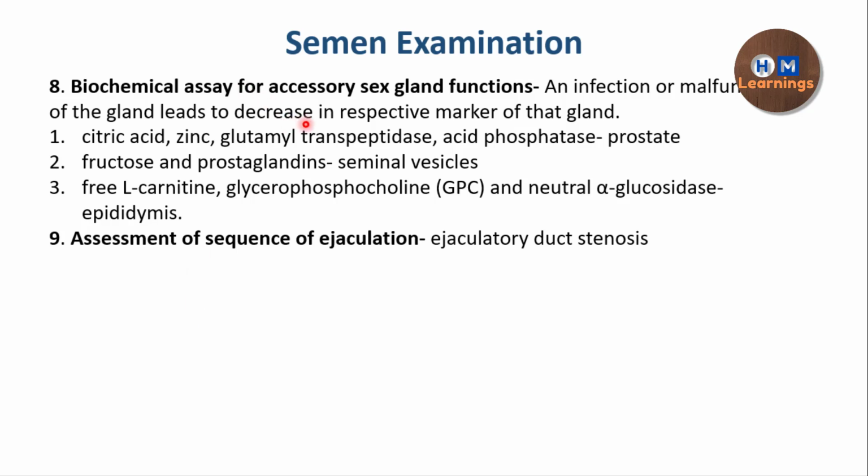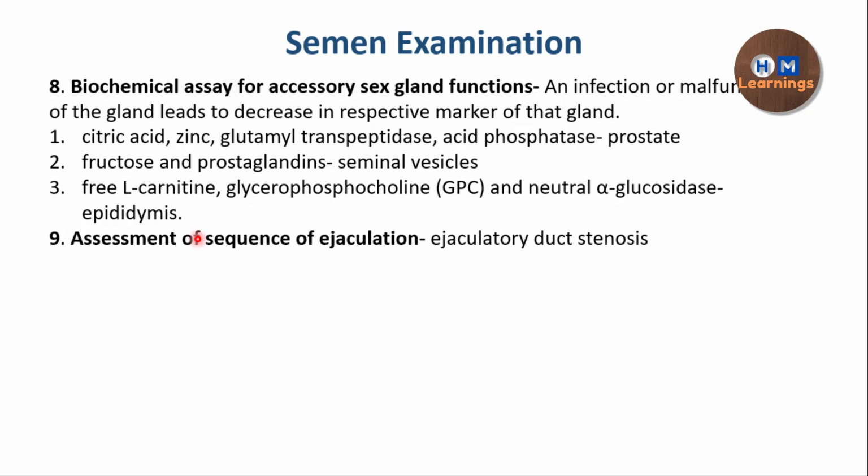Okay, then biochemical assays are also done for accessory gland function. You can see some of the markers or secretions are the secretions of a particular gland. Citric acid, zinc, glutamyl transpeptidase, and acid phosphatase are secretions of the prostate. So if there is an increase or decrease in these levels, it could indicate a problem with the prostate. Fructose and prostaglandin come from the seminal vesicle. Free L-carnitine, glycerophosphocholine, and neutral alpha-glucosidase are markers of the epididymis.